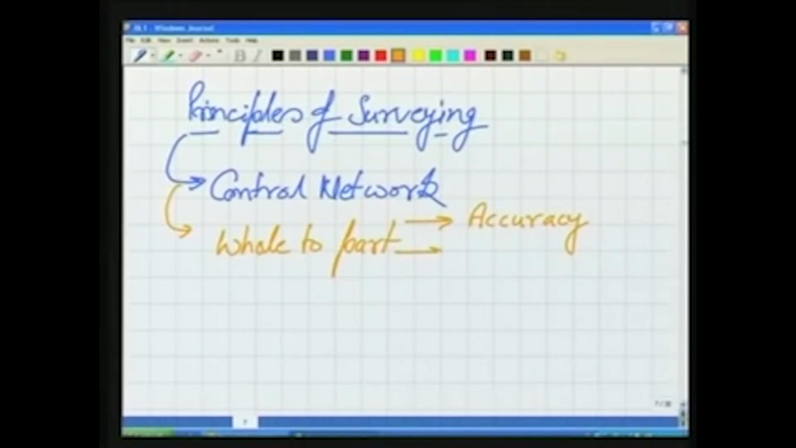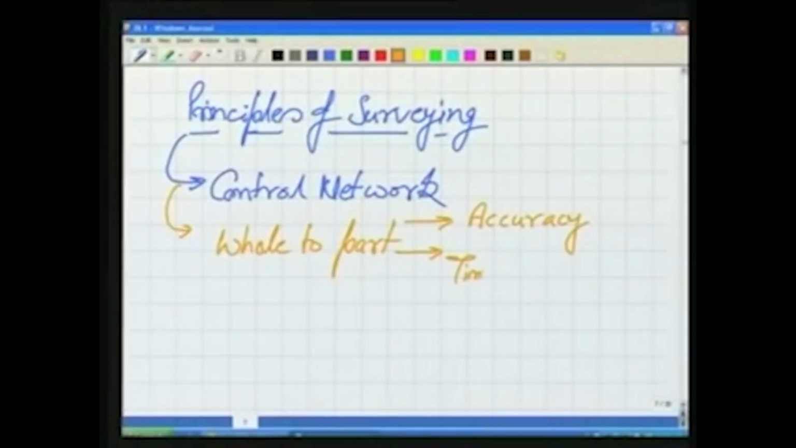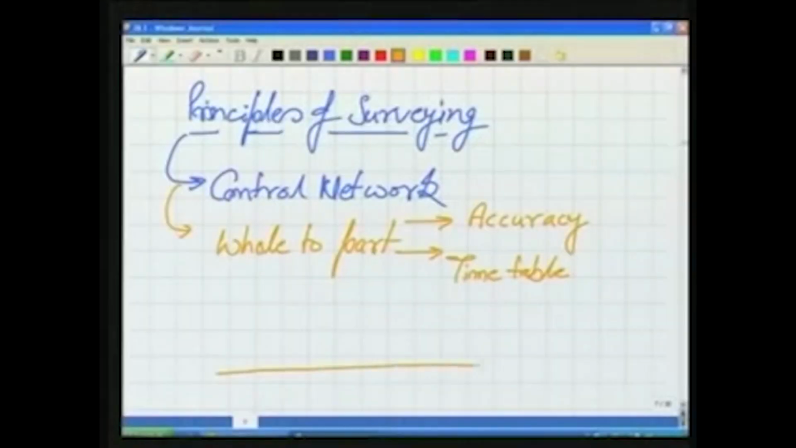I can give you some more examples of this working from whole to part, and these examples are from our daily life. Now, one example could be, let us say, the timetable. It does not have to do anything with surveying, but to understand the concept of working from whole to part. The timetable means, let us say for this lecture I was given a time of 1 hour. So, what I have been given? I have been given, okay, you have got time of 1 hour, 60 minutes. And I have to plan my lecture in these 60 minutes.